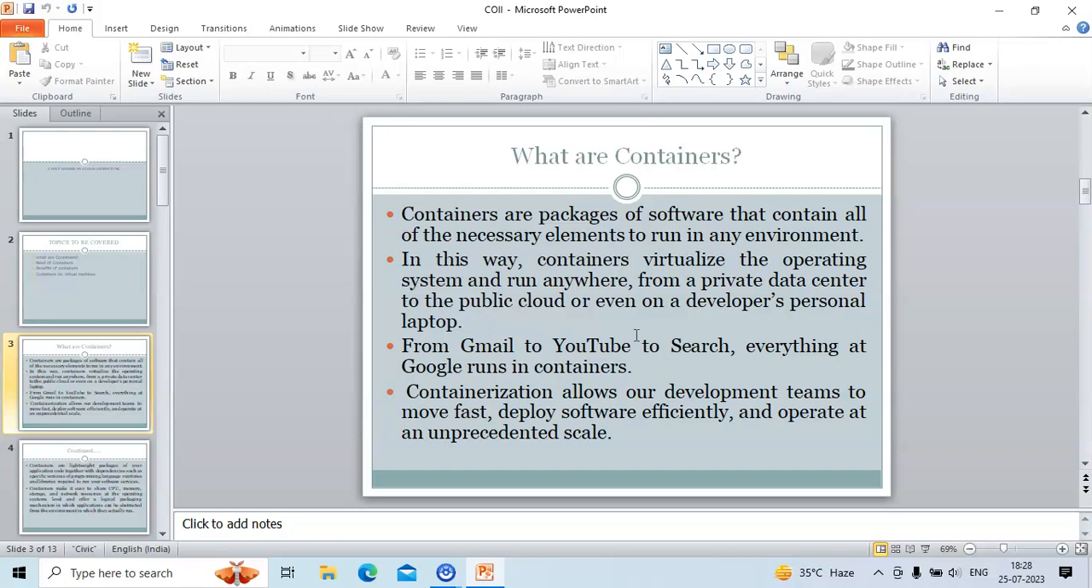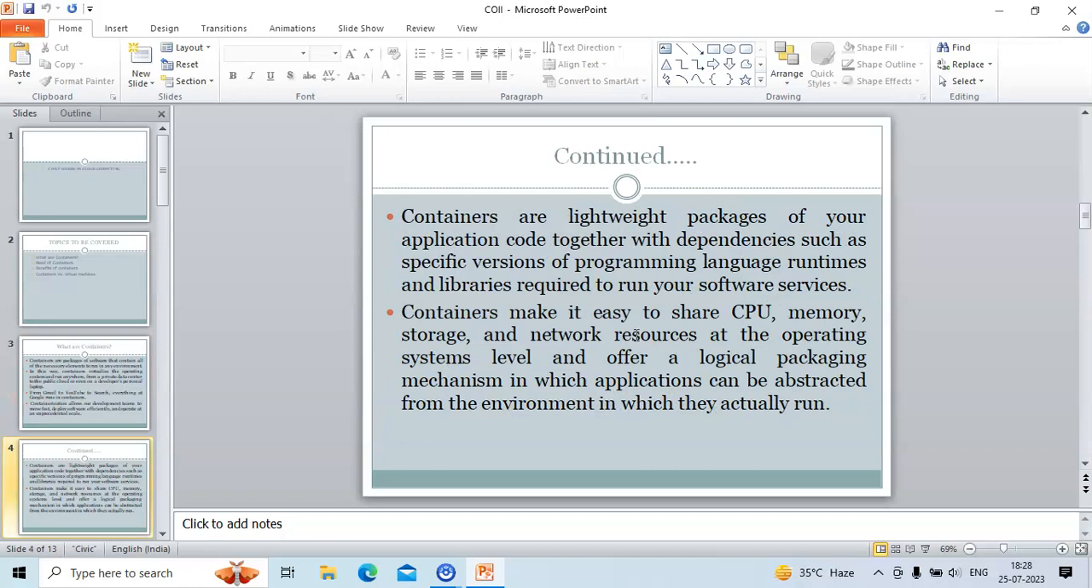Another definition of containers says that containers are lightweight packages that contain all the application code together, having all dependencies available. Dependencies can be related to your configuration files and libraries. So it helps to share CPU, memory, storage and network resources at the operating system level, so that the applications can be abstracted from the environment.